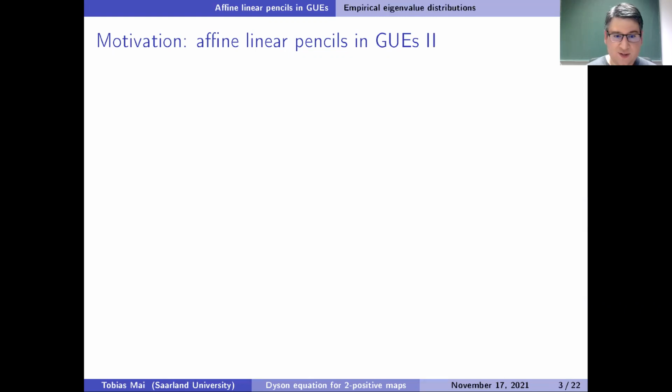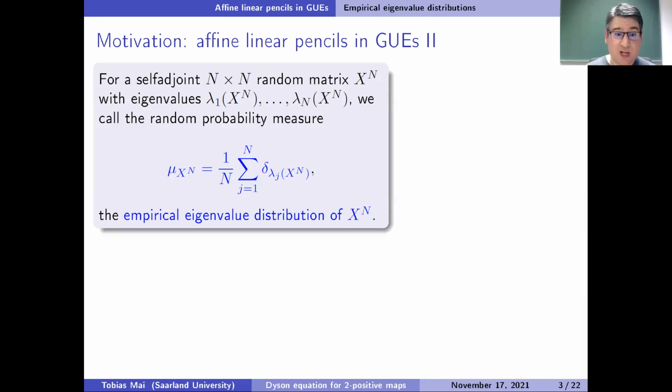Let's first make precise what I mean by the empirical eigenvalue distribution. Whenever we have a random matrix, independent of the particular structure it has, if it is self-adjoint, it has random eigenvalues, and we produce a measure out of these eigenvalues by putting atoms at each of them and weighting them with 1 over the dimension in order to have a probability measure. This is what we call the empirical eigenvalue distribution.